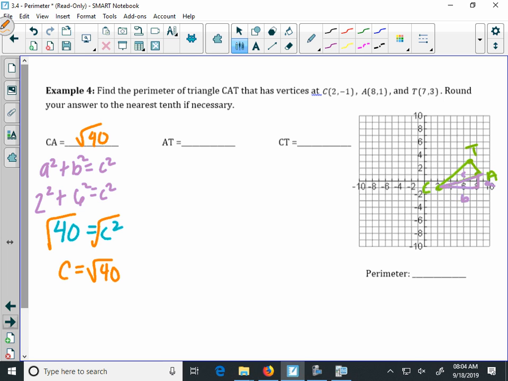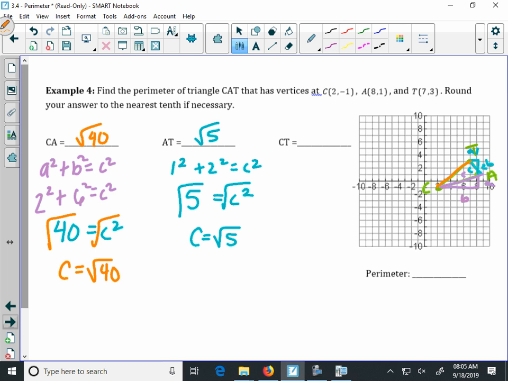And now let's find AT. This is a little guy. If you take a look to find AT, I do it up and then over. How far? My C, I'll make that A. What's the length of my A? 1. What's the length of my B? 2. It's a little side. So I do 1 squared plus 2 squared will give me my C squared. What's 1 squared plus 2 squared? 5. Again, don't forget square root. So the length of that side is just radical 5. Very small. And my final side, CT.